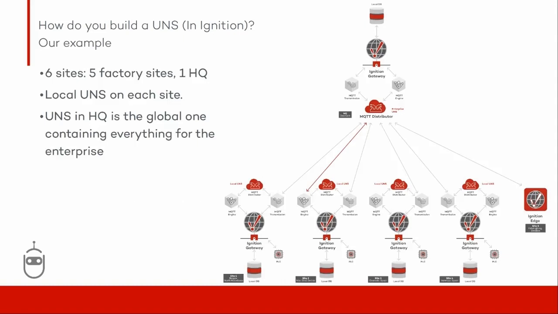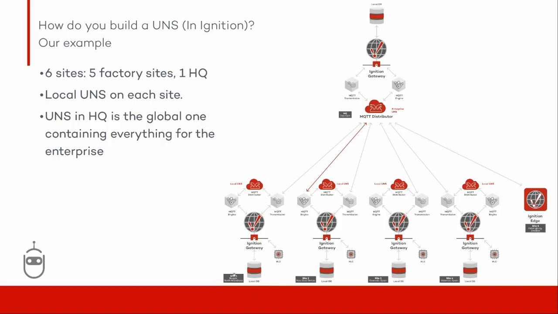So what we did here was to build an infrastructure with six sites in total, where we have five factory sites and one HQ. Each of the sites has a local UNS, and then we have a global or enterprise UNS in HQ, which contains everything else from all the sites. We did this in a set of Docker stacks, so each site is a Docker stack on its own.